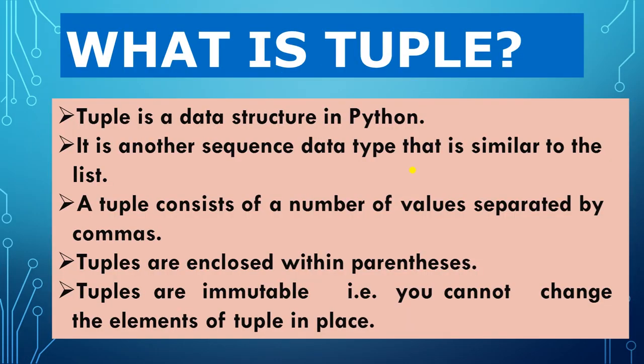So first, what is a tuple? A tuple is a data structure in Python. It is also a sequence data type similar to list and strings. A tuple consists of a number of values separated by commas. How will you identify that this is a tuple? By the open parenthesis and close parenthesis, you will be able to identify that this is a tuple. Next, tuples are immutable, meaning you cannot change the elements of a tuple in place.